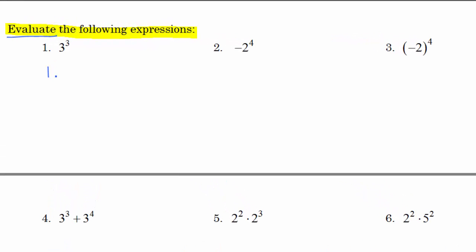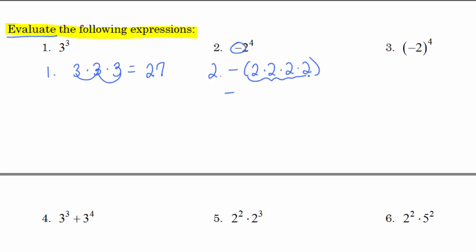Right, so the first one, what is 3 to the third power? Meaning what is 3 times 3 times 3? Well, 9 times 3 is 27. Okay, the second one is negative 2 times 2 times 2 times 2. We do that negative last. Okay, we figure out what that is and then make it negative. So 2 times 2 is 4, times 2 is 8, times 2 is 16. So the answer is negative 16.